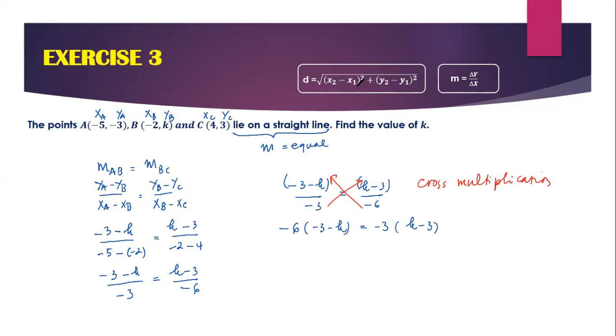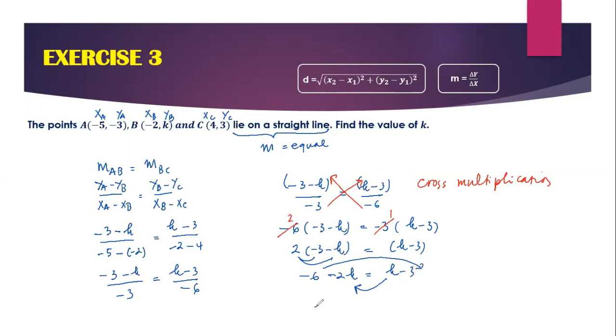Right. Now we are going to cancel, right? Cancel here. Divided by minus 3, 1. Divided by minus 3 is 2. Right, everyone? Next. So 2 times minus 3 minus K equal K minus 3. So you can expand here: minus 6 minus 2K, right? Equal K minus 3.